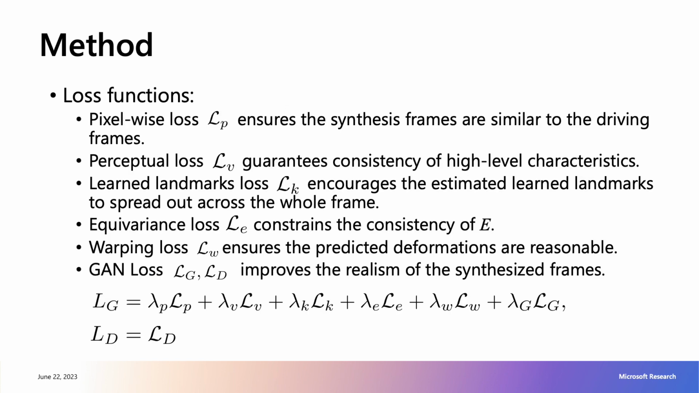Our model is trained with the reconstruction task. The pixel-wise loss is employed to ensure the synthesized frames are similar to the driving frames. We use a pre-trained VGG to guarantee consistency of high-level characteristics. The learned landmarks loss is used to encourage the estimated learned landmarks to spread out across the whole frame. The equivariance loss is applied to constrain the consistency of the E. The warping loss is designed to ensure the motion estimators predict the deformations reasonably. We adopt the hinge loss as our adversarial loss. We follow the standard GAN practice to train the model.